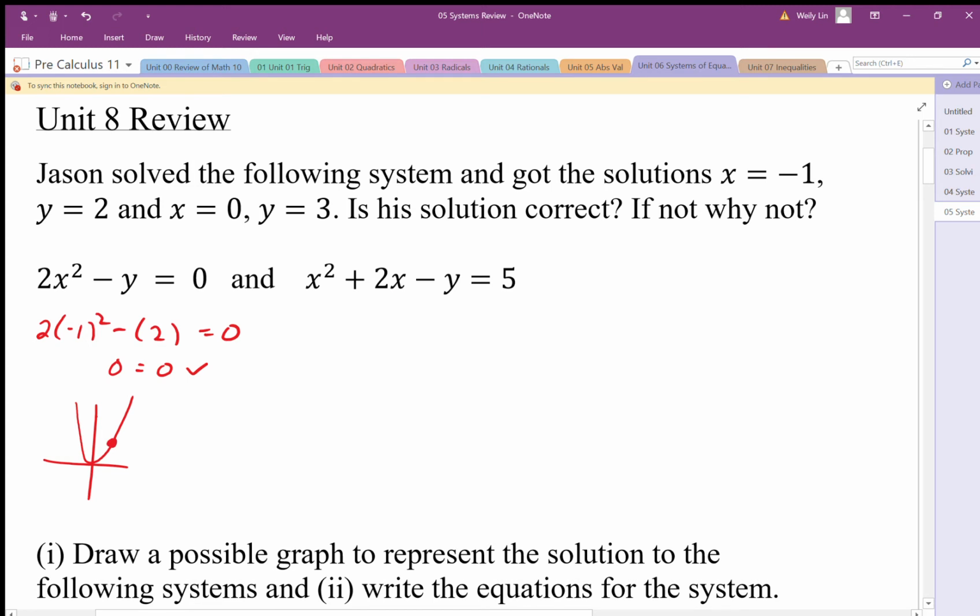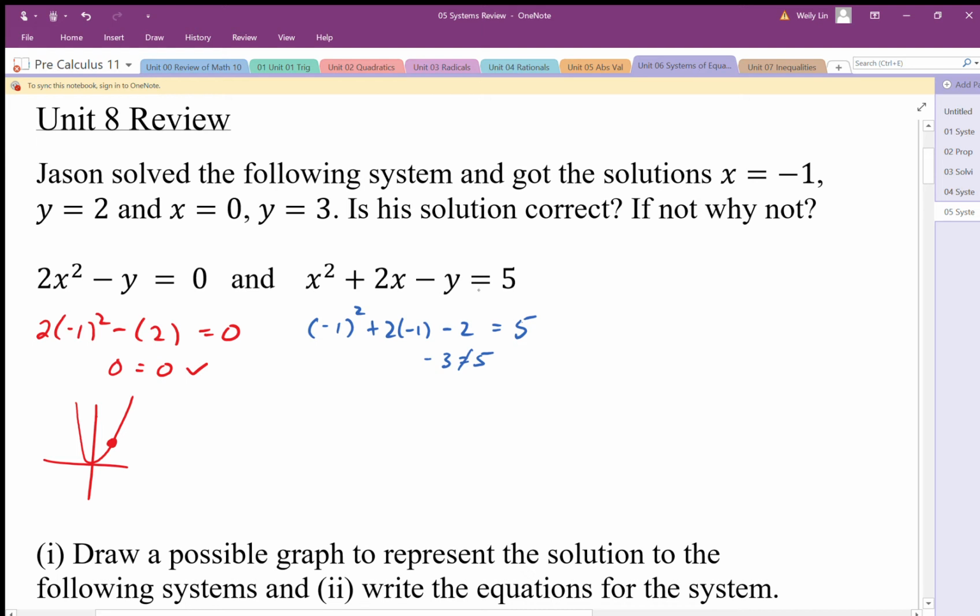So I have to test that same coordinate in this system. Okay, so I have to plug that in. x equals -1, y equals 2. Okay, so I get 1 minus 2 minus 2, so I get -3 equals 5. Okay, that coordinate does not fit into this parabola.